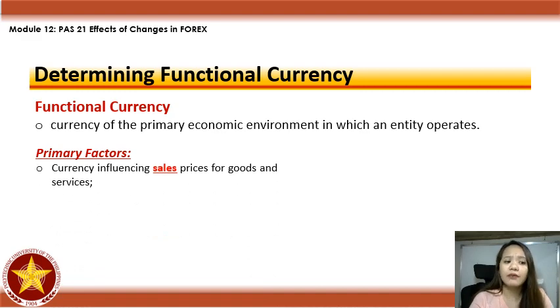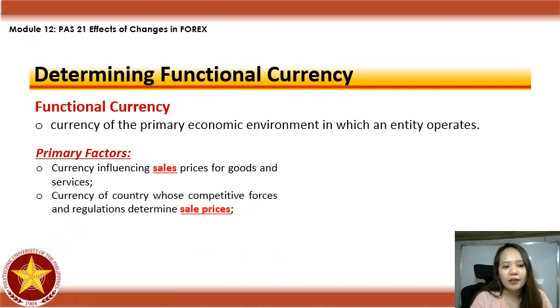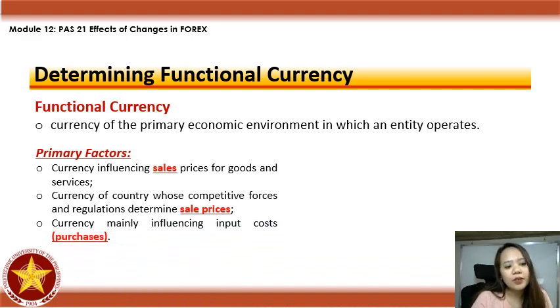For the primary factors, number one, yung sales ba niya, yung mga benta niya, how is it denominated? Second, yung sales prices, ano yung currency that determines it? Then third, yung mga binibili niya, input cost or purchases niya, ano ba yung currency kapag bumibili siya? So kapag alam mo na, using the primary factors, okay ka na. Actually, the primary driver of that will be sales. Anong currency ba yung binibenta ng isang company? Usually, that's enough for you to determine ano yung functional currency.